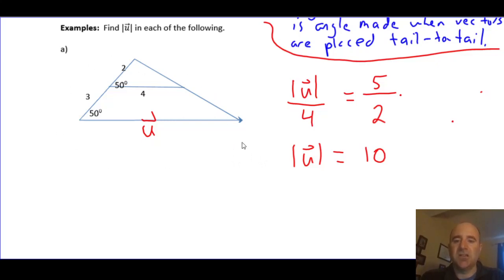And you also see this idea that we were able to calculate the magnitude of u by figuring out how big this side in the triangle must be, even though the picture wasn't drawn to scale. Okay, let's look at the next one.